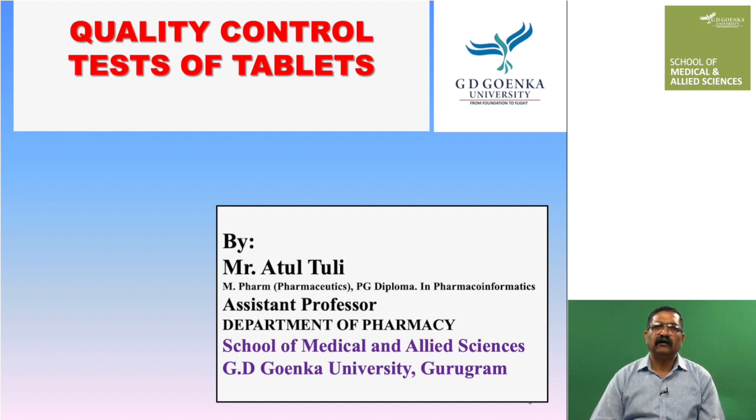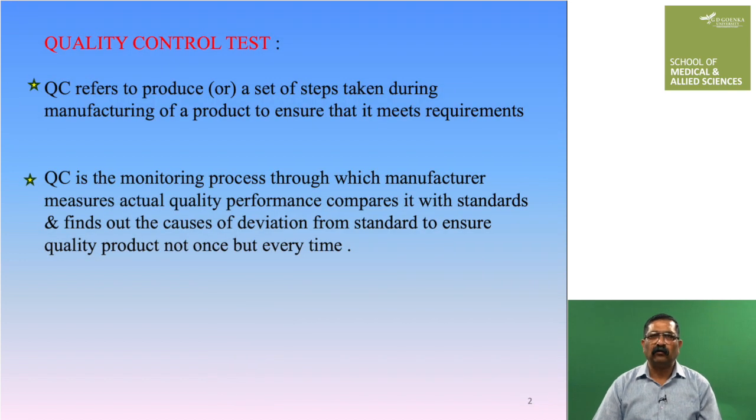In this video, I will explain the quality control of tablets. Quality control tests refer to a set of steps taken during the manufacturing of a product to ensure that it meets a requirement. Quality control is the monitoring process through which a manufacturer measures actual quality performance, compares it with standards, and finds out the causes of deviation from standards to ensure quality every time.